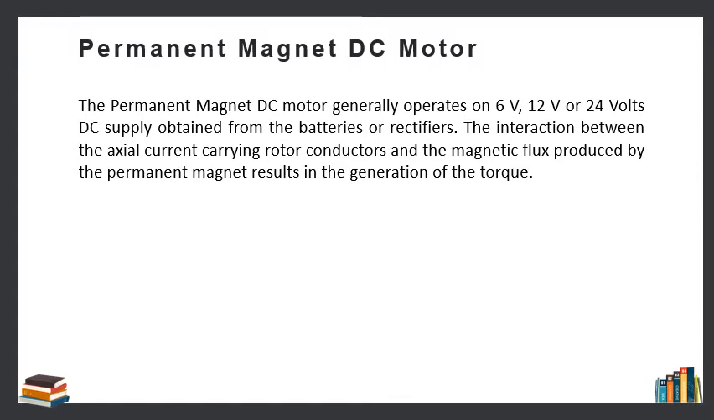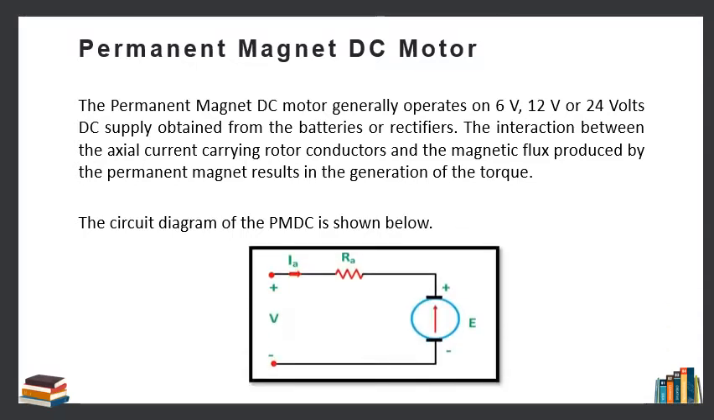The permanent magnet DC motor is generally operated on 6 volt, 12 volt or 24 volt DC supply obtained from batteries or rectifiers. The interaction between the axial current carrying rotor conductors and the magnetic flux produced by the permanent magnet results in the generation of torque. The circuit diagram of permanent magnet DC motor is shown below.